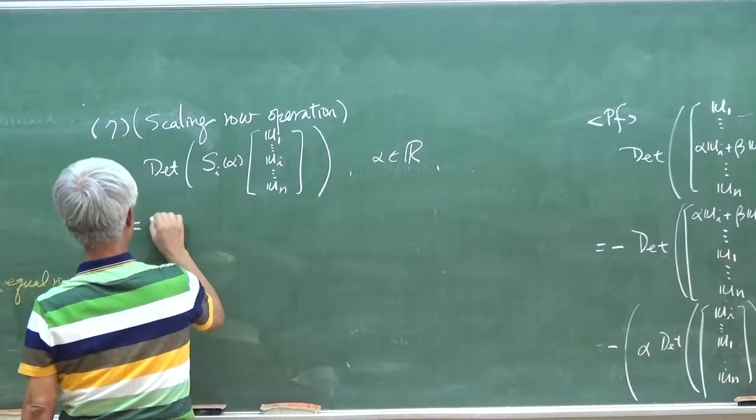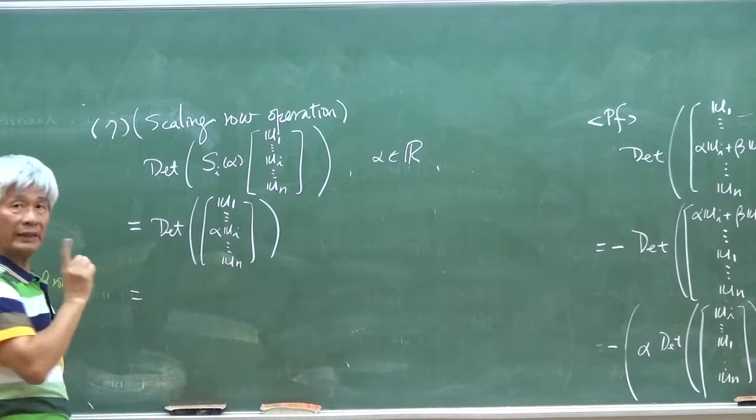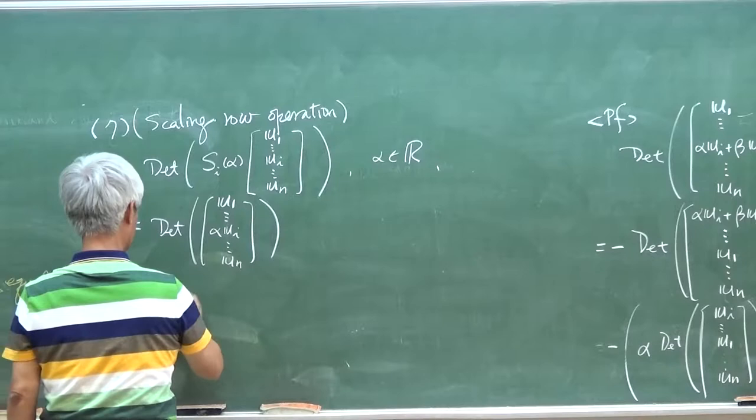So what is that? This is the determinant of u1, alpha ui. By linearity on any row, we get alpha times the determinant with ui inserted here.